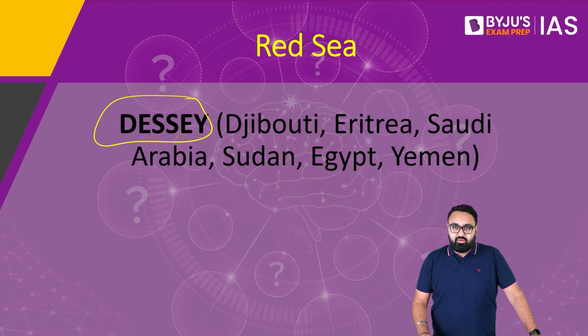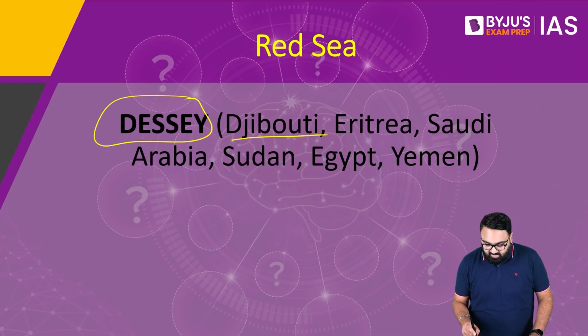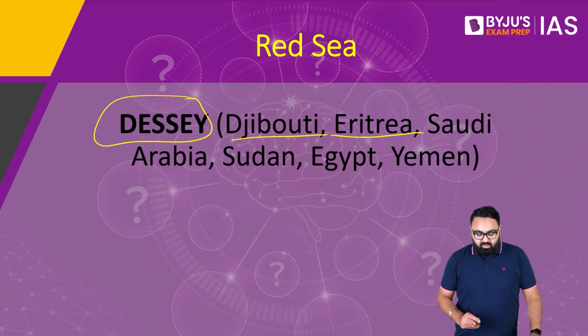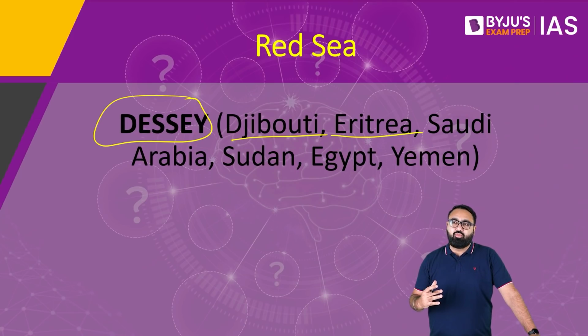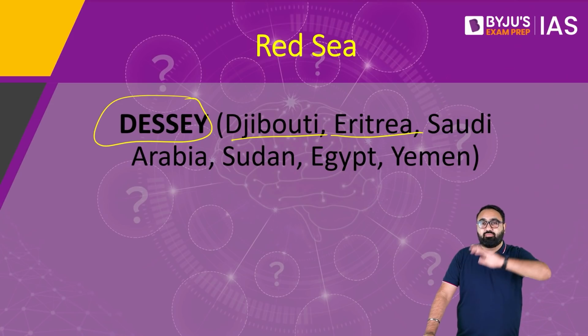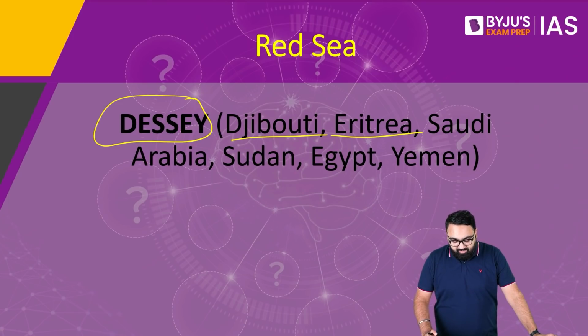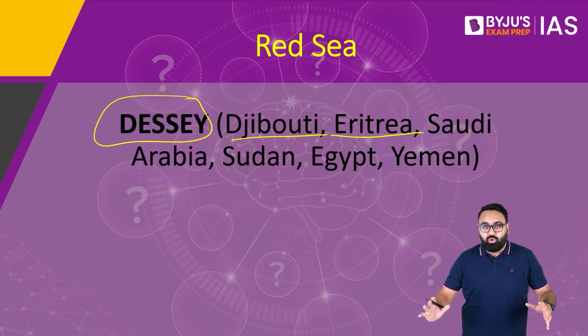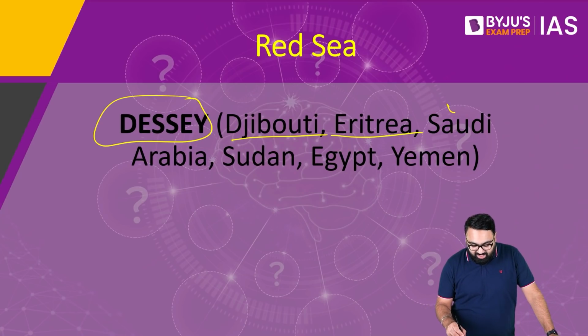D-E-S-S-E-Y. DESSEY. D stands for Djibouti. Then E for Eritrea. If you have not heard of Eritrea, it's one of the most backward nations in the world. It has one of the worst human rights record in the world. In fact, one of those nations where every single year, thousands and thousands of people become migrants and they move towards Europe, they move towards other countries to have a better life. So Eritrea, one of the saddest places to live around the world. Then we have S for Saudi Arabia, S for Sudan, E for Egypt, and Y for Yemen.